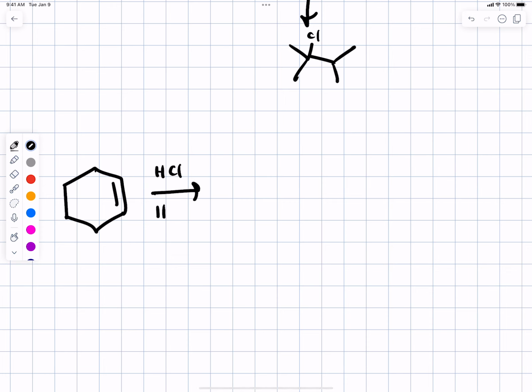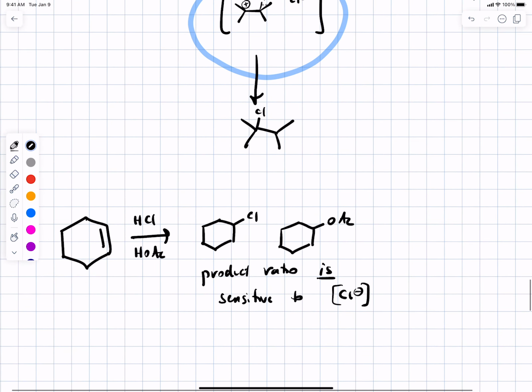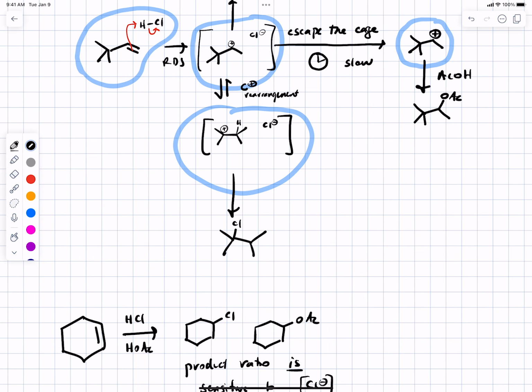So if you do the same reaction, HCl with acetic acid as solvent, and in this case there's no chance for carbocation rearrangement, but you've got two potential products. Here, the product ratio is in fact sensitive to added chloride. So subtle structural differences in the molecule influence the lifetime of the contact ion pair, which influences the product ratios.